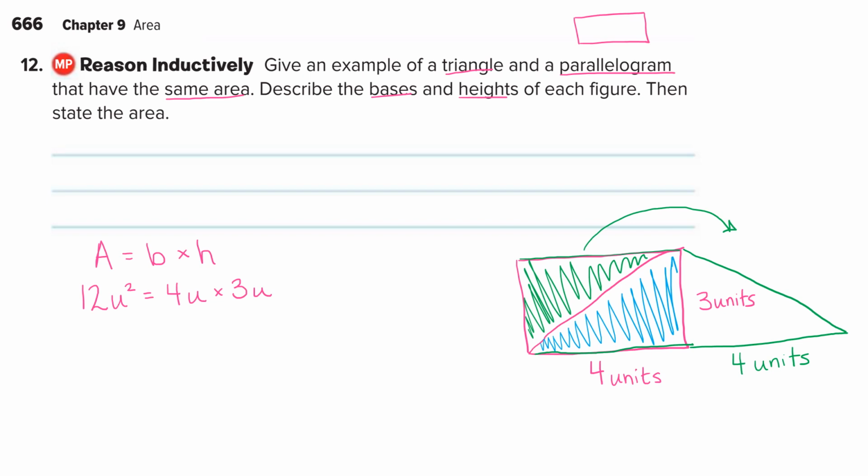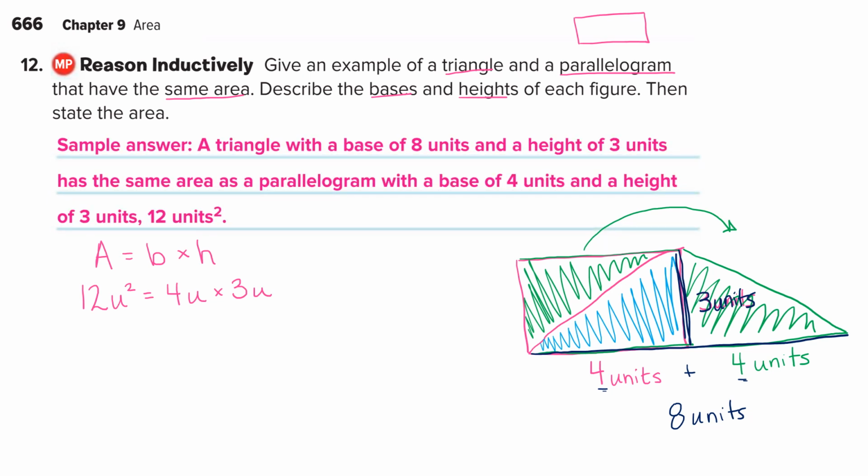Okay, so my area is still 12 units. But now my base is actually 8 right here. This is 4 plus 4, which is 8 units. But my height is still 3 units. All right, so here we go. Sample answer: A triangle with a base of 8 units and a height of 3 units has the same area as a parallelogram with a base of 4 units and a height of 3 units, which is 12 units squared.